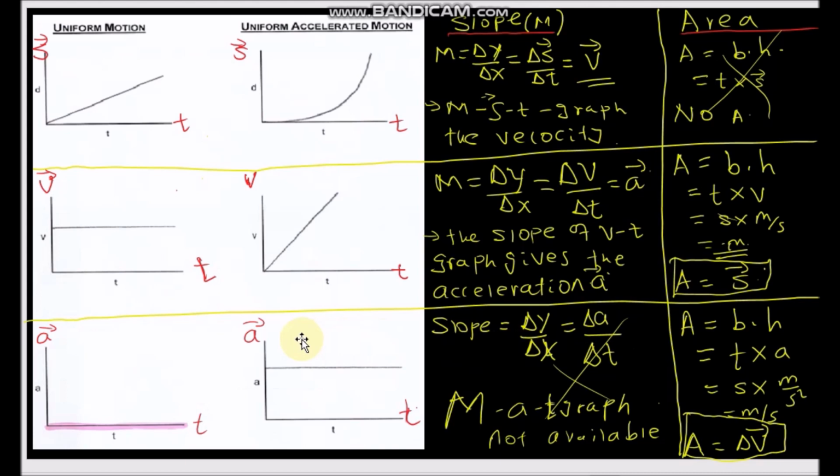So let me revise here. The slope of the displacement time graph gives the velocity. The area we could not get, no such thing. For the velocity time graph, the slope gives the acceleration, and the area gives the displacement. For the acceleration time graph, the slope gives nothing. The area, base times height, gives the change in velocity.